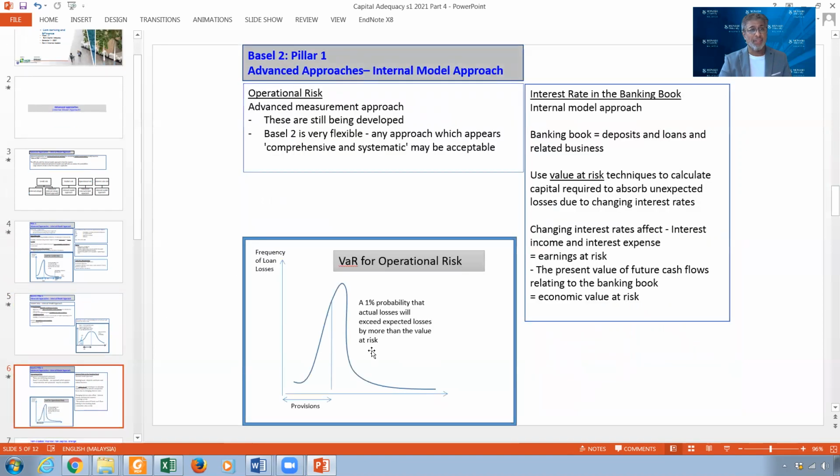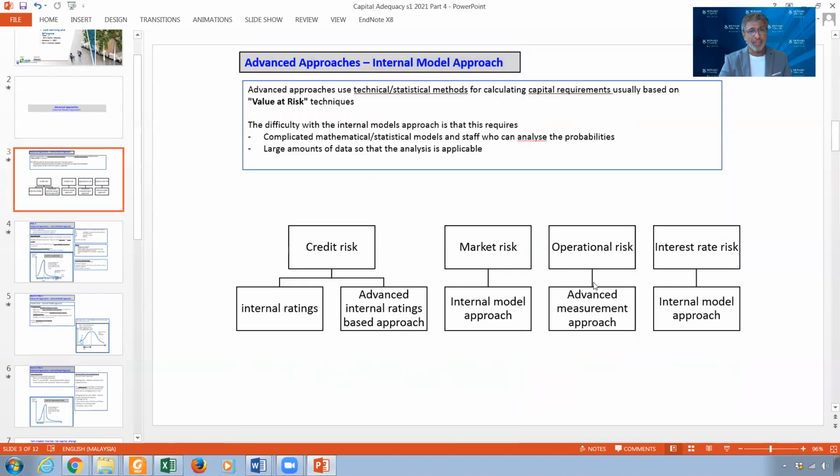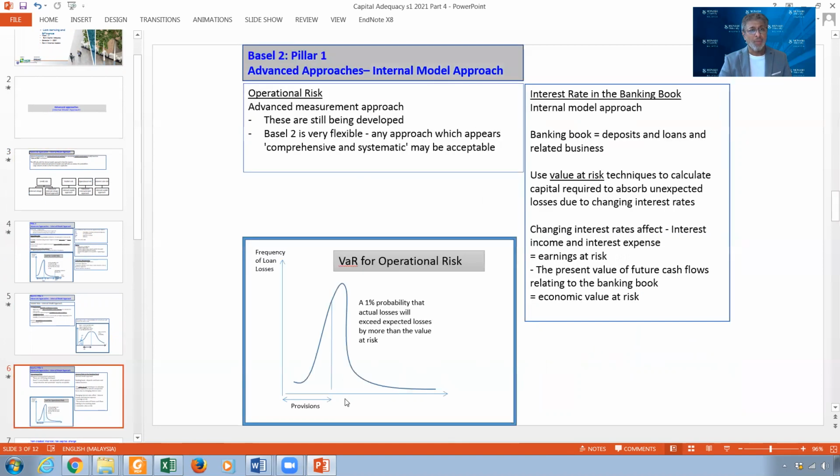Operational risk is the same thing. You have to calculate the operational risk, as you can see. You can use the advanced measurement approach, which means you have to calculate the VAR. You have provisions for any losses, and then you have to calculate this area of the VAR. The most important thing is to calculate the VAR.